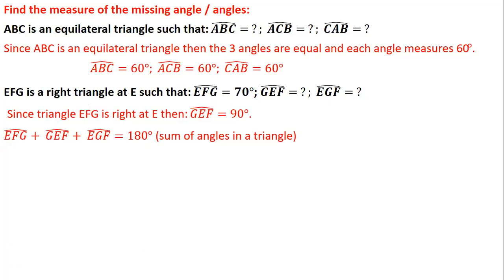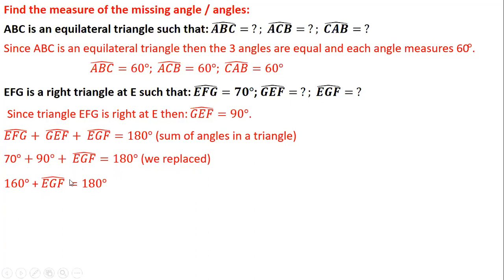We replace them: EFG we put 70, GEF we put 90, and we keep EGF. So here, as Huda said, we replace the given angles and we keep the missing angle, we keep its name. Now what do we do for 70 and 90? We add them. So 70 plus 90 is? 160. So now we can get angle EGF. What will be angle EGF, Huda? 180 minus 160, which is 20 degrees. Yes, thank you.